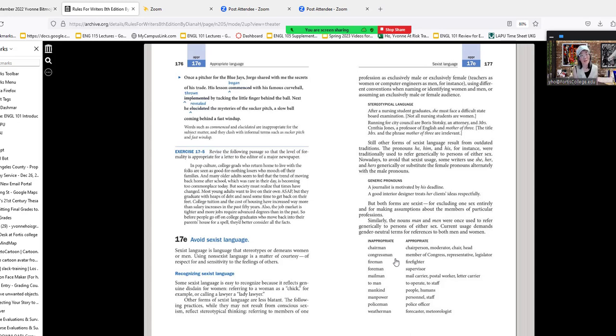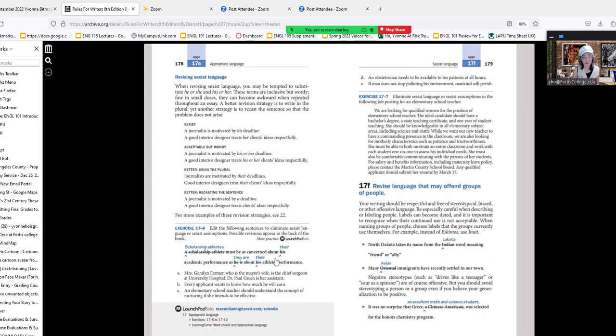So instead of saying manpower, you would say personnel or staff. And instead of saying policeman, you get the idea. Every time you say a man, you have a different way of saying it so that it doesn't refer to a certain gender. Here they have more examples, but I would just put everything into plural. I would just say journalists, designers, whatever it is.